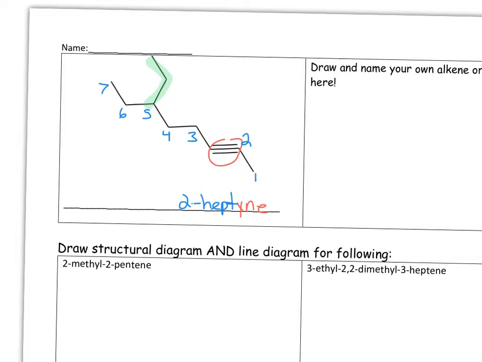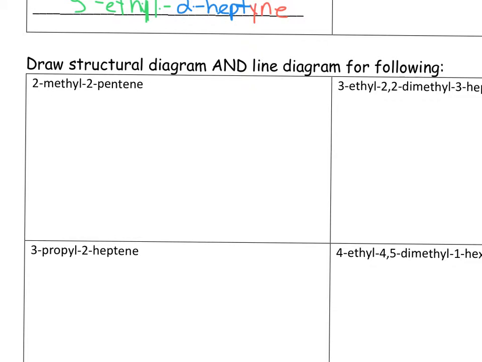So you also have 5-ethyl. So this is 5-ethyl-2-heptyne. So we're going to draw a couple of these together. Our first example is 2-methyl-2-pentene. So our base, our longest carbon chain, is pentene.